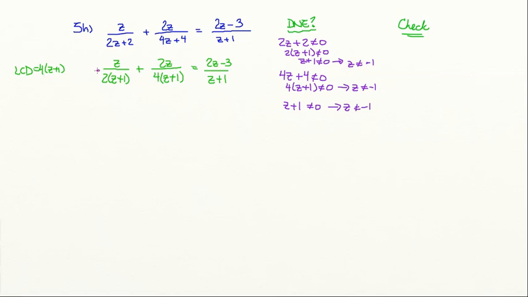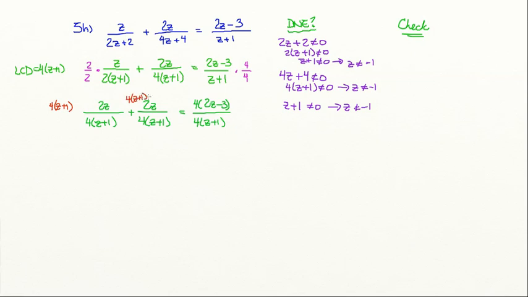So my first fraction, I'm going to multiply it by 2 over 2. Second fraction already has the lowest common denominator. Third fraction, I'm going to multiply it by 4 over 4. So we have 2z over 4 times z plus 1. I just want to get rid of the fraction, so I'm going to multiply everything by 4 times z plus 1. So my 4's will cancel. My z plus 1 will cancel.